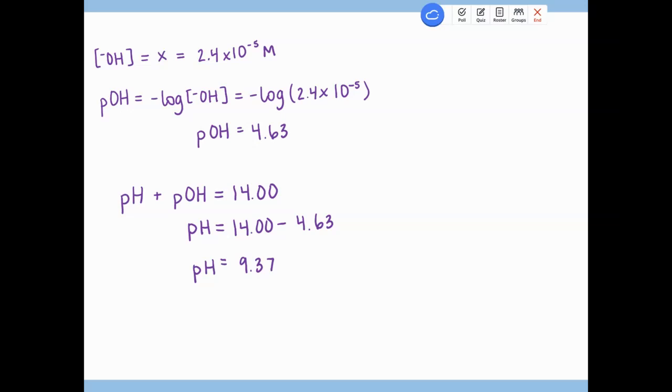Questions on this problem? Still, at its most basic part, it is an ICE table. We're just complicating it a little bit beforehand, right? We need to determine that we have a base. We're not told it's a base. And a little bit after, so we had to calculate Kb to find equilibrium concentrations, but it's just merging a lot of concepts together here.